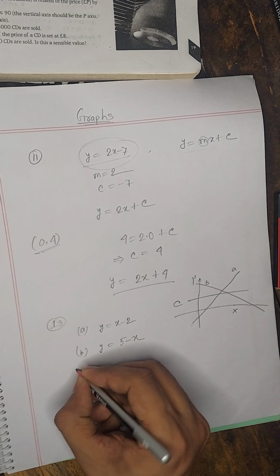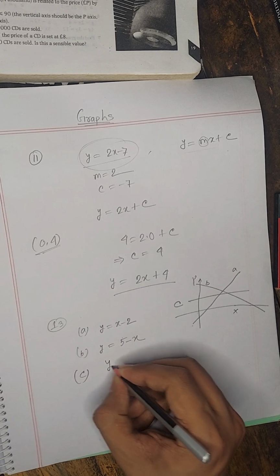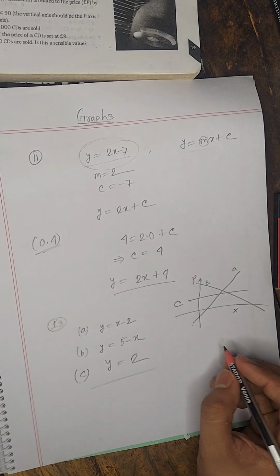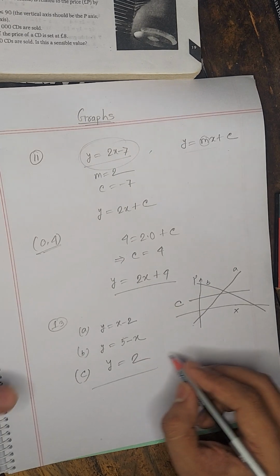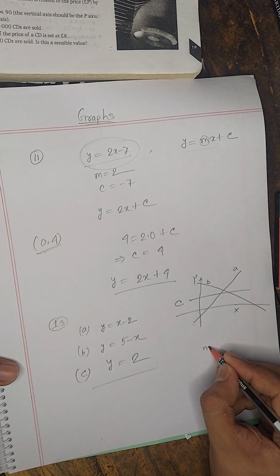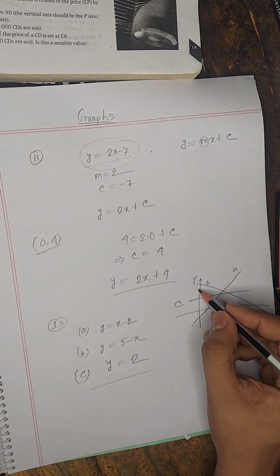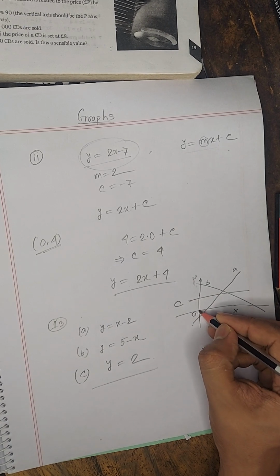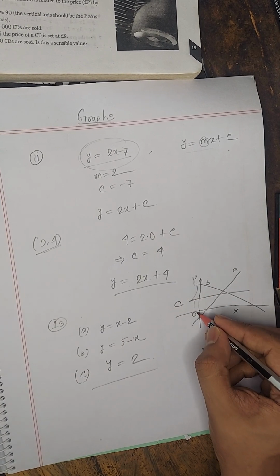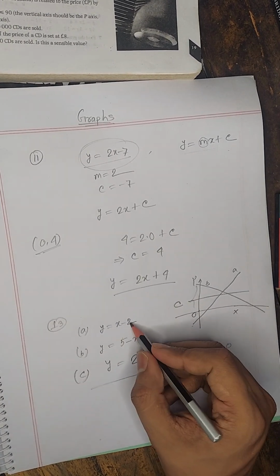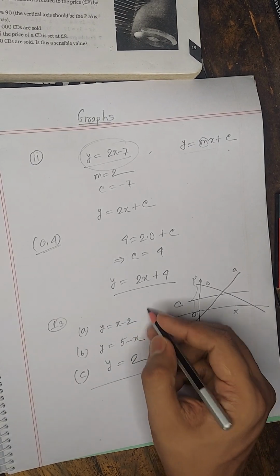And now for the last, line c, this will be y equal to 2. It can be anything, but for this case the value of m will be 0, and c is positive because the y intercept is positive. If the intercept is positive for this, then for a it is negative. That's why it is minus 2. The value of c will be less than 0.